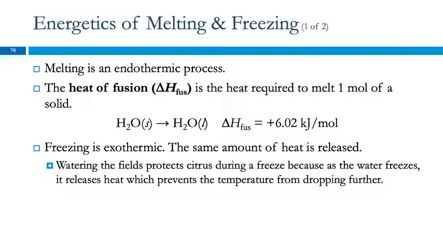So, this would not allow you to grow oranges in Minnesota, but if you're wanting to fend off freezing when it's like 26 degrees Fahrenheit and you want your oranges to not freeze, you can do that just by getting the field good and wet. It's kind of neat how chemistry saves orange juice.